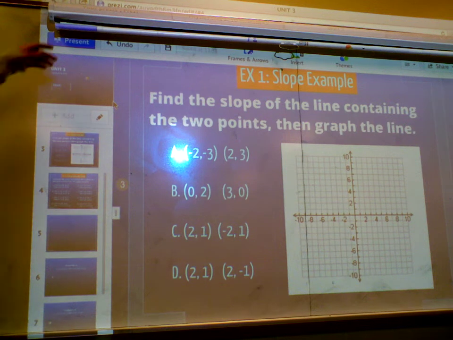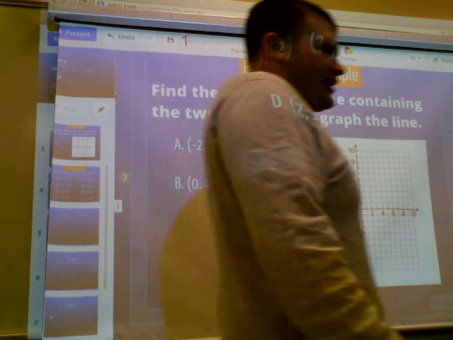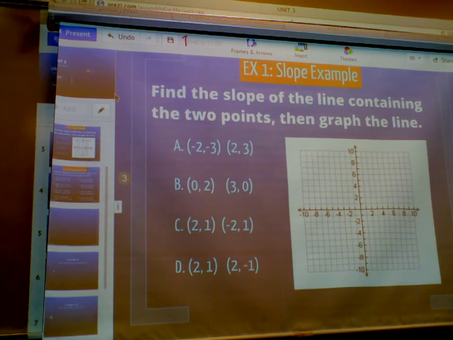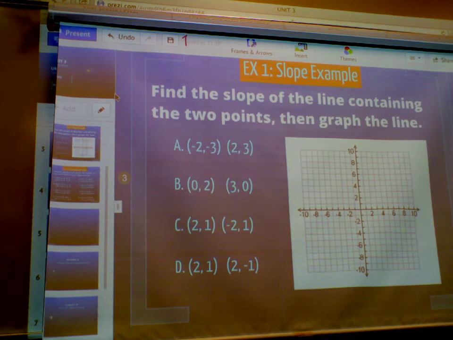Now this tells me I need to find the slope of the line containing the points. And I need to calculate the slope for the line. So how do I find the slope? You do x1, y1, x2, y2 for the 2 coordinates.